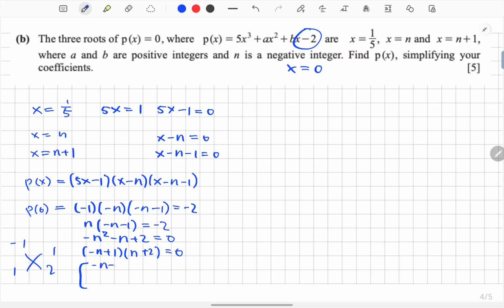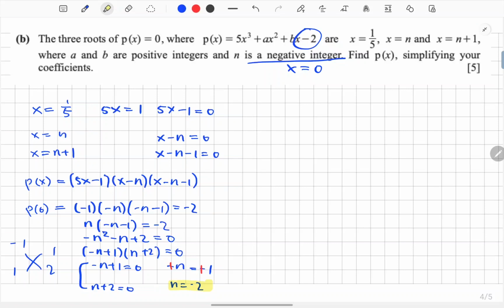So either of these two cases will give us the answer. Now we get negative n is negative 1, or we can put a positive sign both sides, or n is negative 2. But the question mentioned that n is a negative integer, so the only valid number will be n is negative 2.